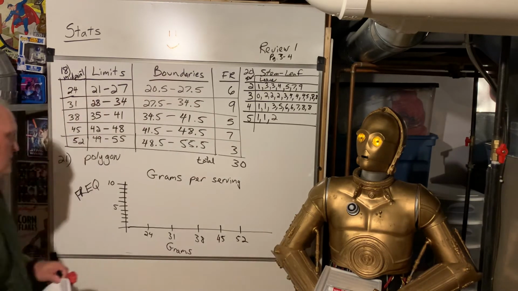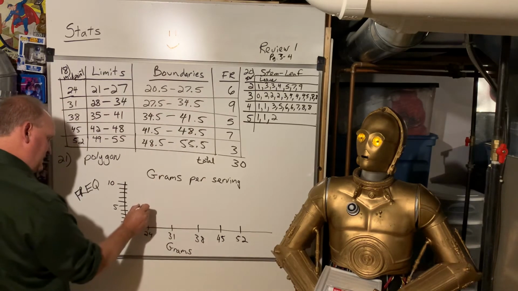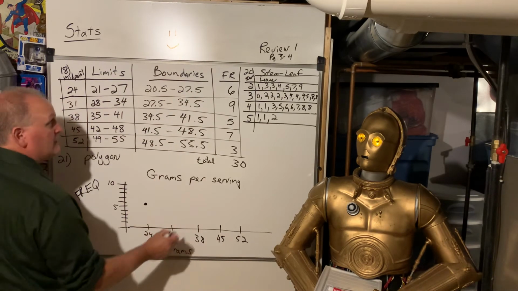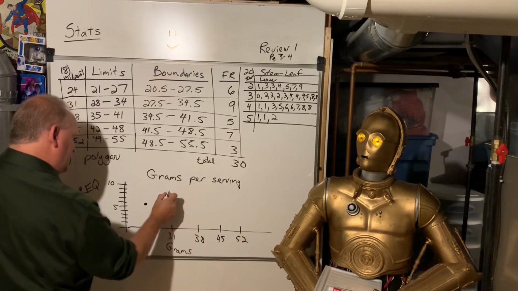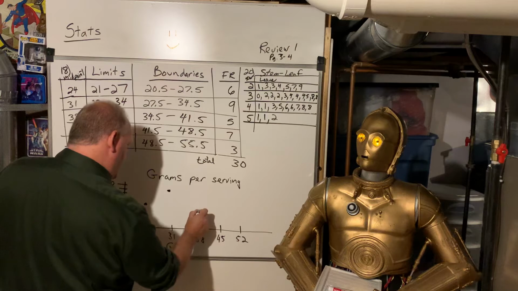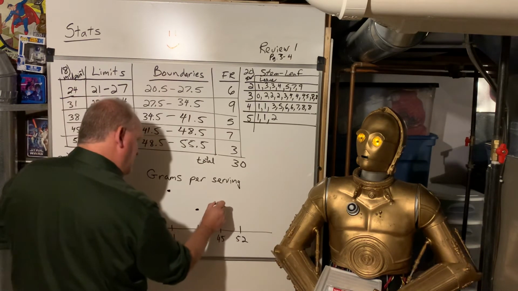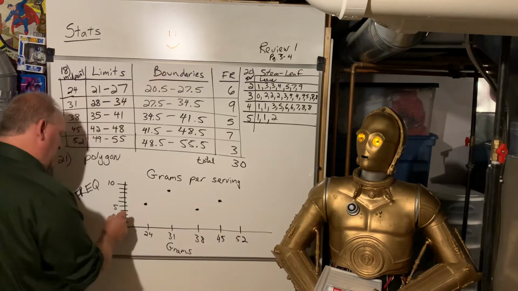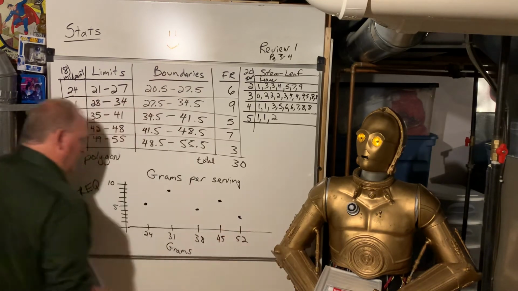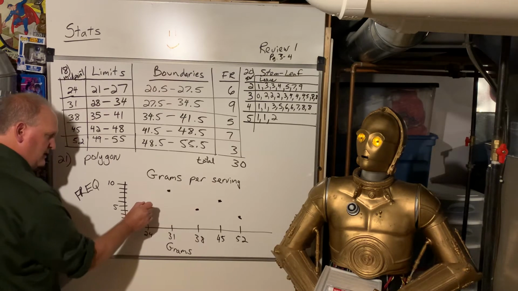And now you use these same frequencies. So 6 is right here, 9 is right there, 5 here, 7 there, and 3 down there. And then you just start from like 0 and you connect the dots.